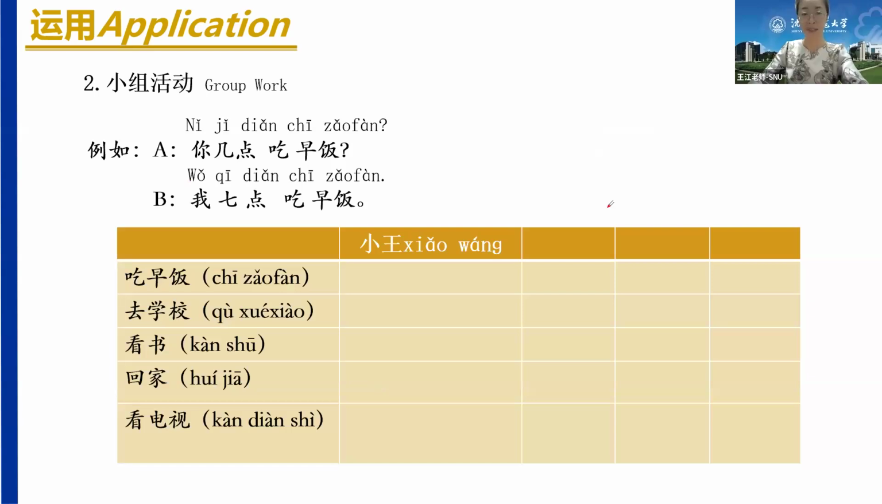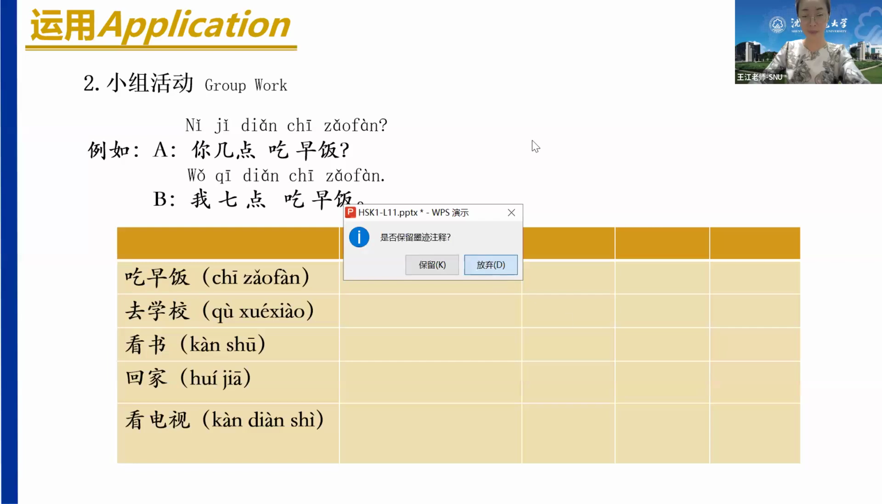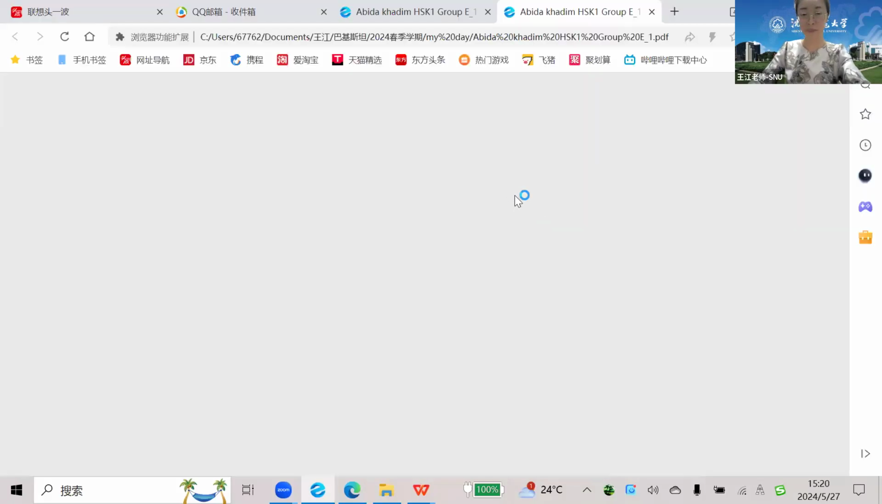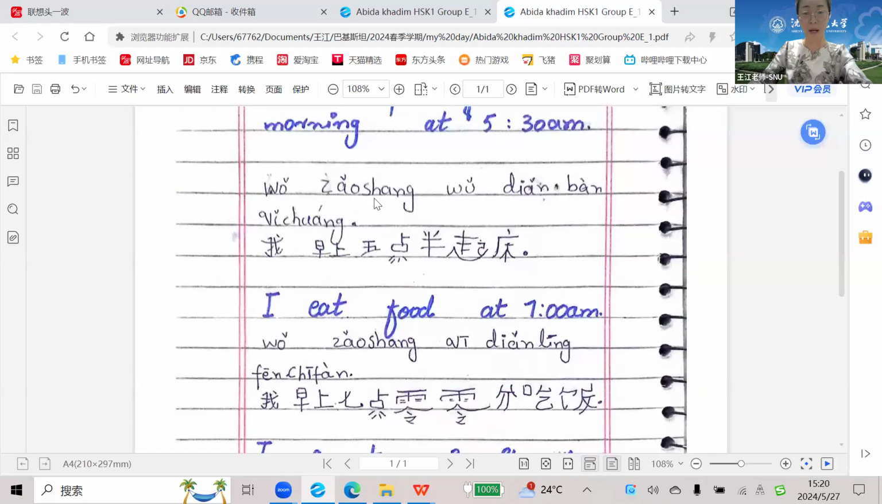Okay, and I've given you the assignment to describe your activities in a day. Some students have handed in their assignments and they did the assignment very, very well. Okay, so let's see some students' assignments and see if there are some problems. Please take a look. 我早上5点半起床。I got up at 5:30 in the morning. Very good. 我早上5点半起床。We have just learned this sentence structure.